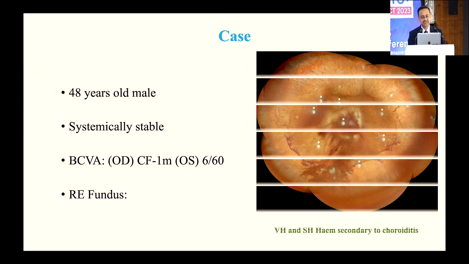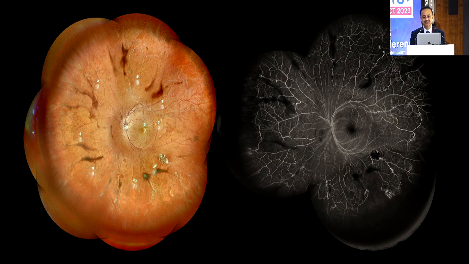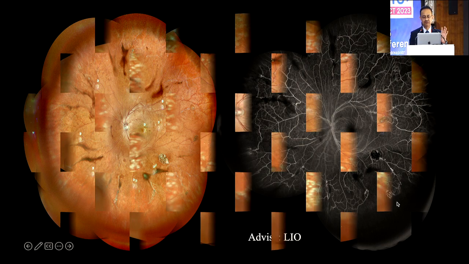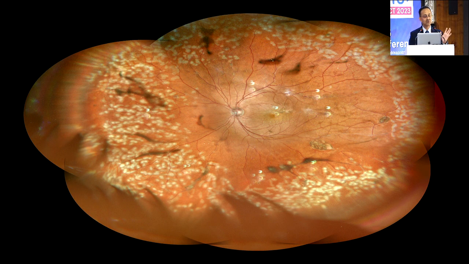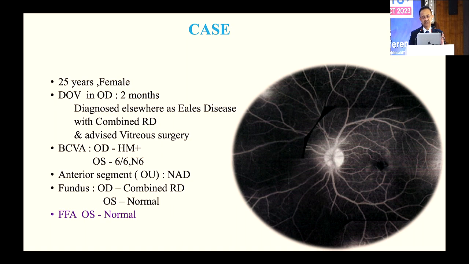Now this is a 48-year-old male who had vitreous hemorrhage secondary to choroiditis, and when we did a wide field angiogram, you can see the dropout classically in the extreme periphery. We did a peripheral laser for this patient, and we could do it, which cannot be done with conventional angiograms.